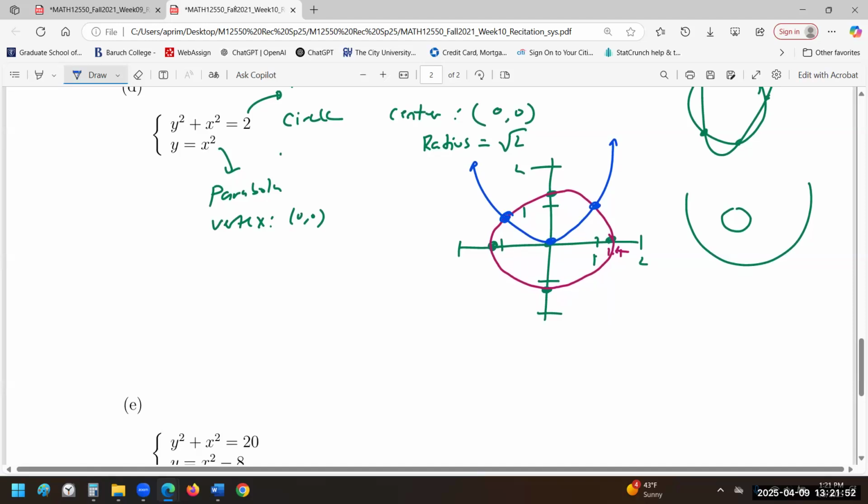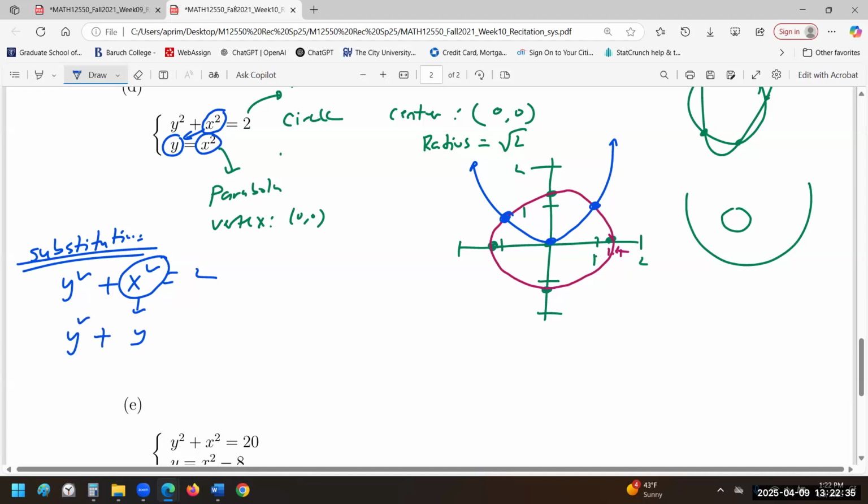To find these 2 intersections, we are going to use the substitution method because elimination doesn't work here. For substitution, we substitute one with another. So y is the same as x squared. This x squared, we are going to replace with y. So we have y squared plus x squared equals 2. But this x squared is the same as y, right? In the second equation, they're telling us x squared is y. So we get y squared plus y equals 2.